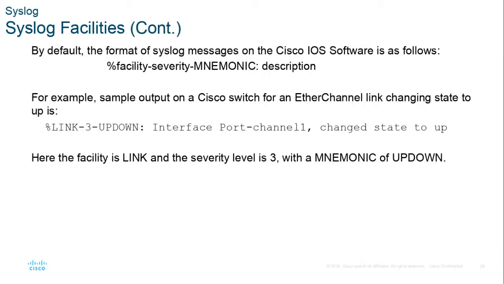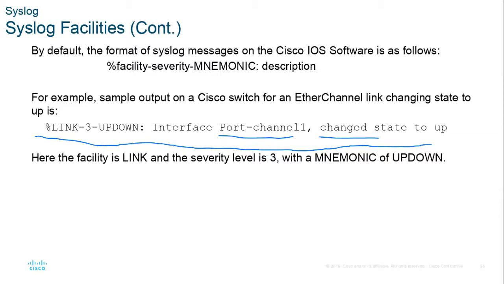By default, the format looks kind of like this. Here's a sample message: percent LINK-3-UPDOWN, the interface port changed, it's a port channel. Remember port channels? Oh, we've slept since then, haven't we? A port channel is port aggregation, or EtherChannel, where we take 2 ports or 4 ports and bind them together to get 20 gig or 40 gig, and it changed to the up state. This is similar to the message that appears on the screen when you do a no shutdown on that port channel.